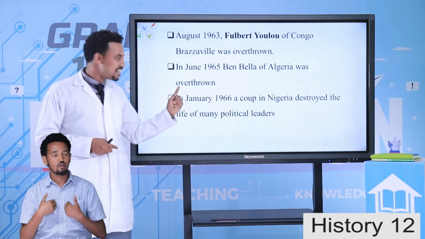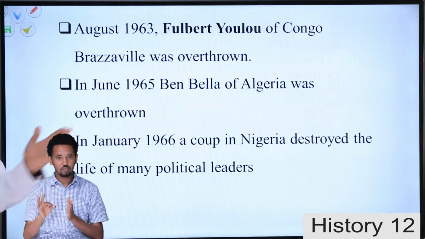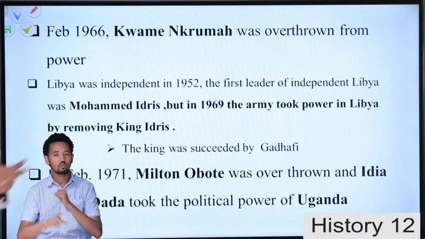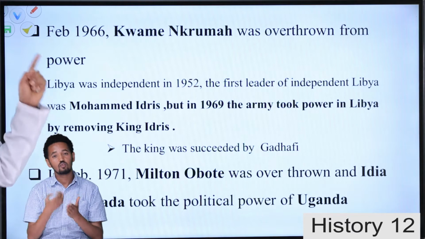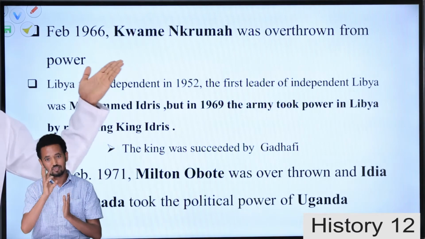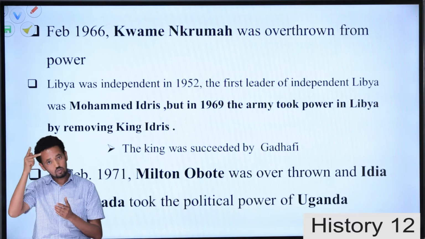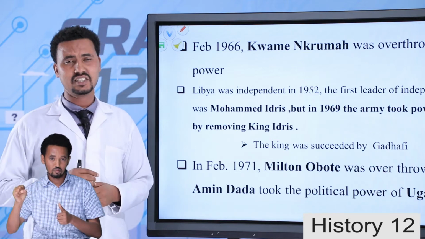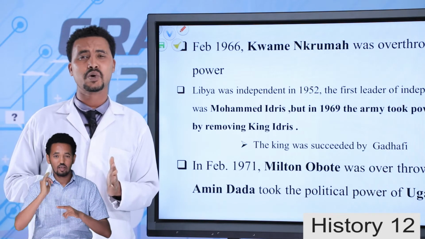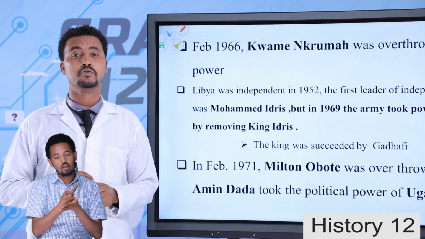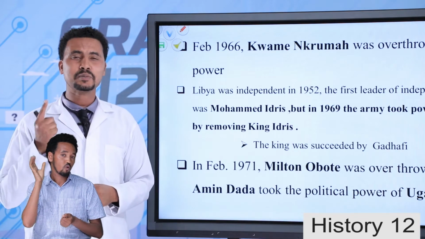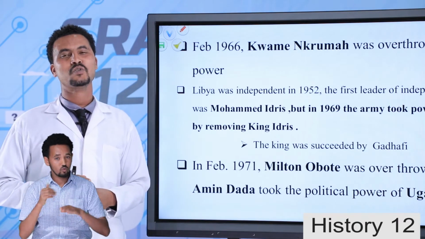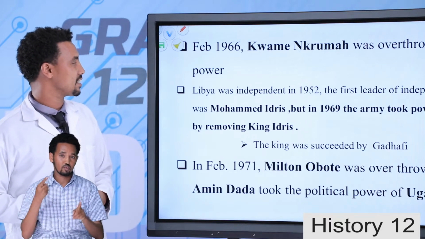In January 1966, a coup in Nigeria destroyed the lives of many political leaders in the country. The other one, in February 1966, Kwame Nkrumah of Ghana was overthrown from power. By the way, the first sub-Saharan black country to become independent after the end of the Second World War was Ghana. The former name of Ghana was Gold Coast. The first president of independent Ghana was Kwame Nkrumah. He was overthrown from power in 1966.